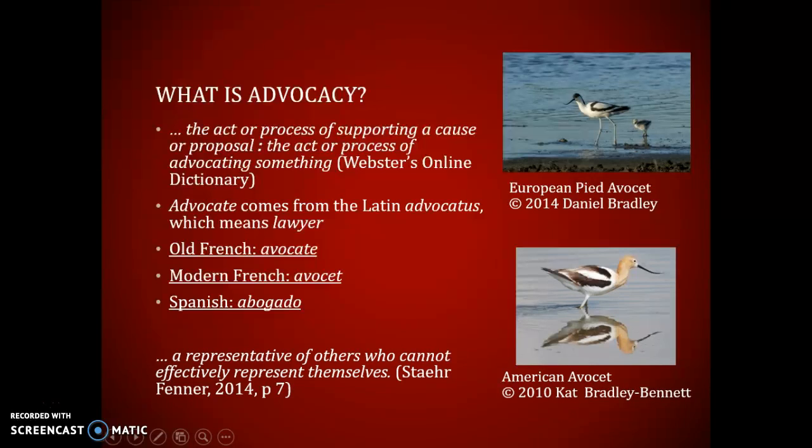You're going to read chapter 1 of a book by Diane Starfenner about advocating for adult English language learners. And she defines advocate as a representative of others who cannot effectively represent themselves. That is a perfect definition going forth into this week's content.